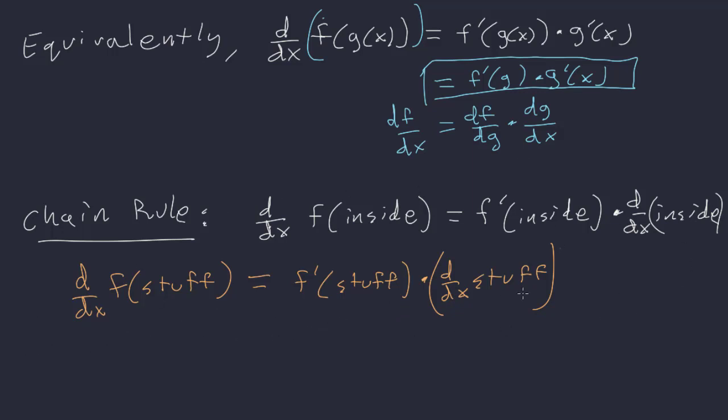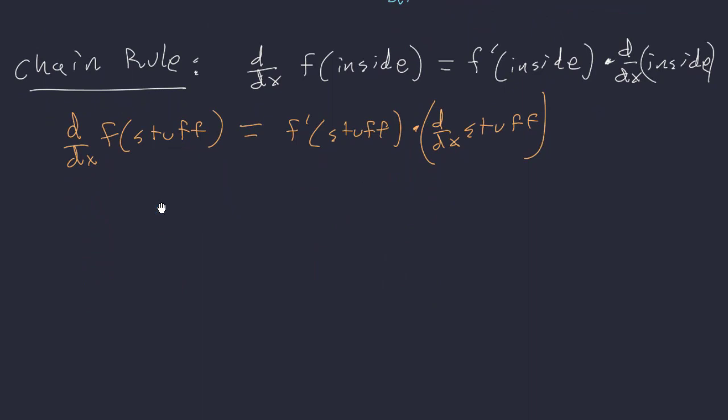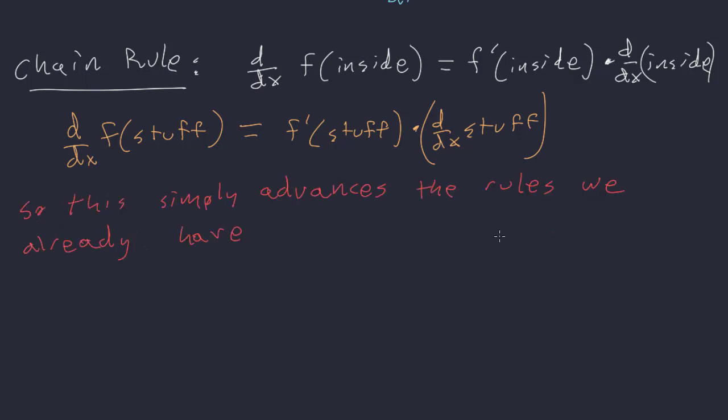Well, we could leave things like this, or you could think that this just generalizes or advances the rules we already have. All right, so simply advances the rules we already have. So for example, if I want to take the derivative of, let's say, e to the stuff, right? Well, the derivative of e to the x is basically itself. So this is going to be itself, e to the stuff, times the derivative of the stuff. So I'm just going to put stuff prime here. Actually, maybe I should put the d by dx. Okay.